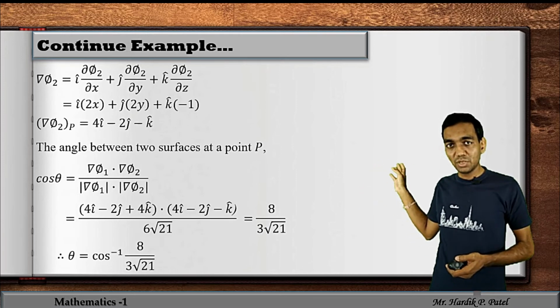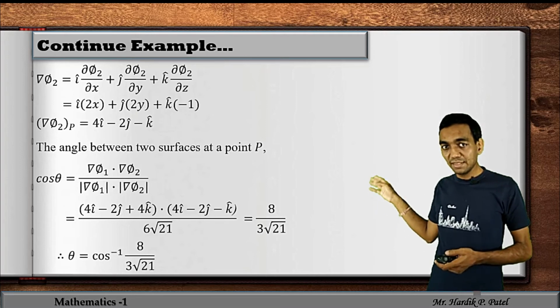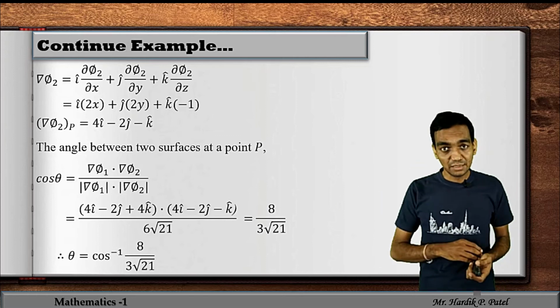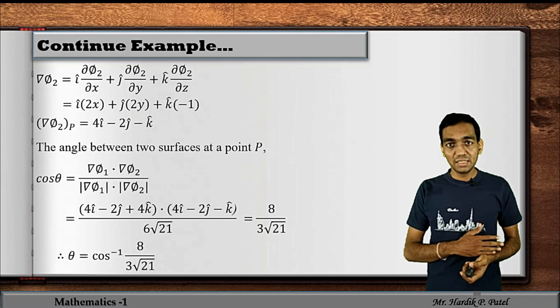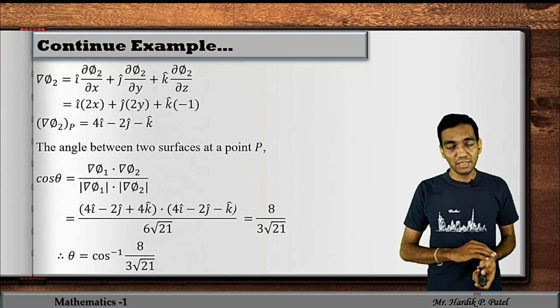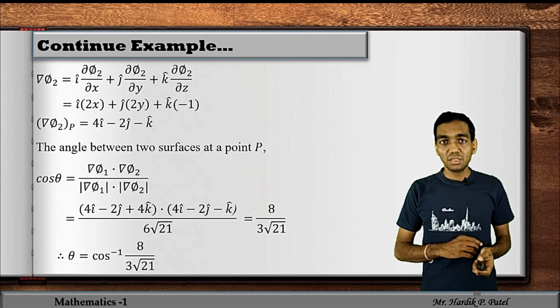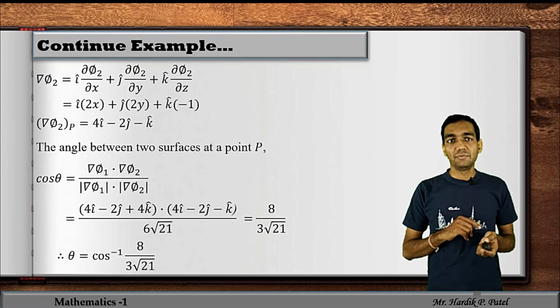So 16 plus 4 minus 4. That will give you 16 divided by 6 root 21. So 2 will be cancelled out and the answer will be 8 upon 3 root 21. So that will give you theta is equal to cos inverse 8 upon 3 root 21. This is the angle between two surfaces.